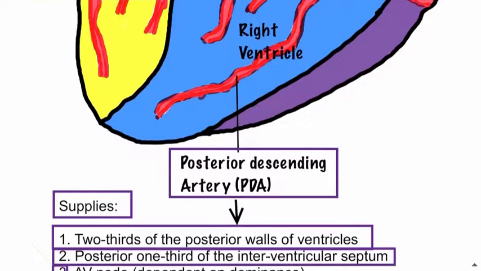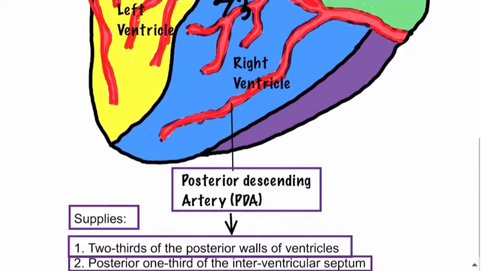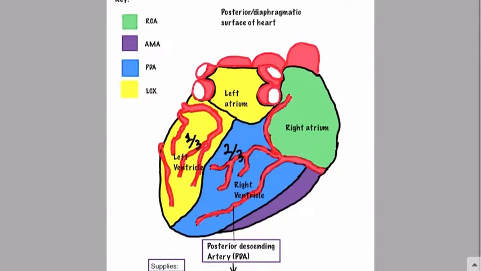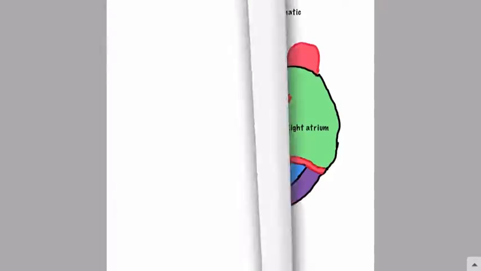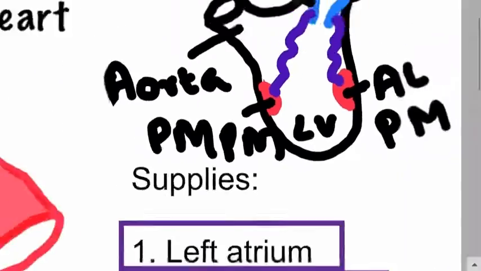Guys, the most important thing that you need to note about the PDA is that the posterior descending artery supplies the AV node, and because the PDA can arise from the RCA or LCX or both, the blood supply to the atrioventricular node is dependent on the dominance, right? And as I mentioned earlier, the PDA supplies the posteromedial papillary muscle. This one that we discussed, this is the posteromedial papillary muscle. This is supplied by the PDA.